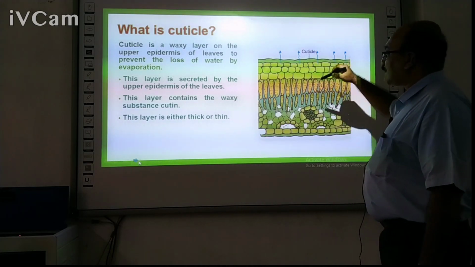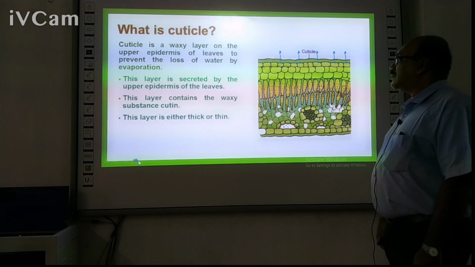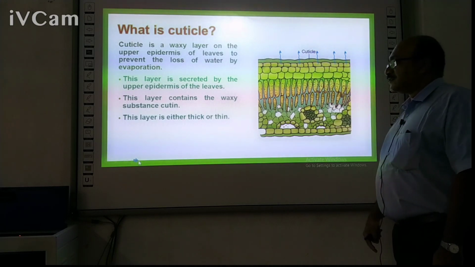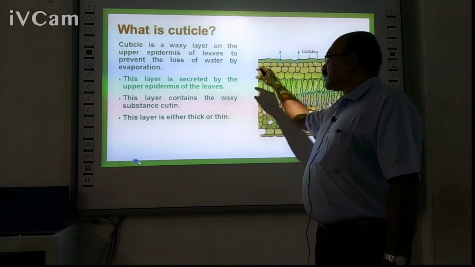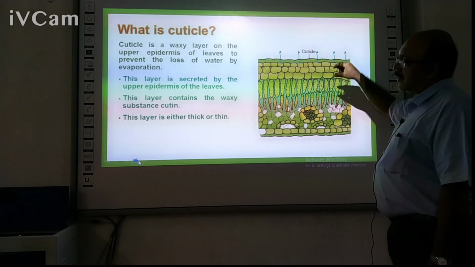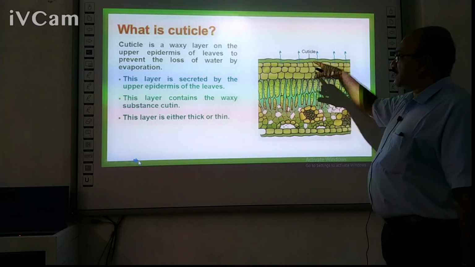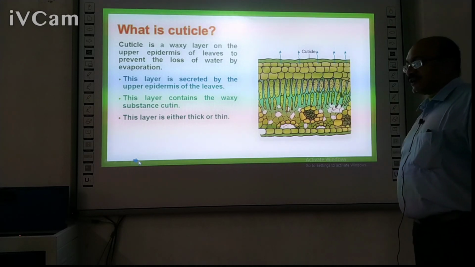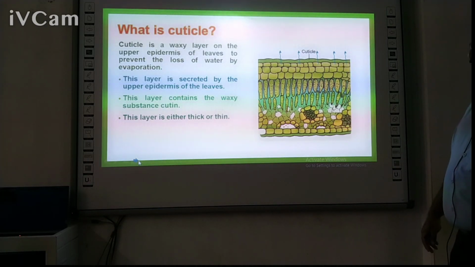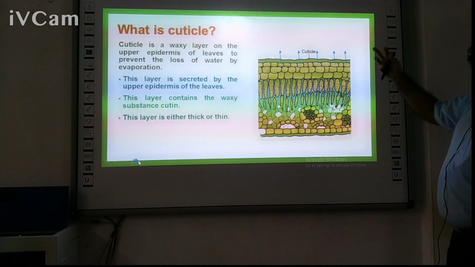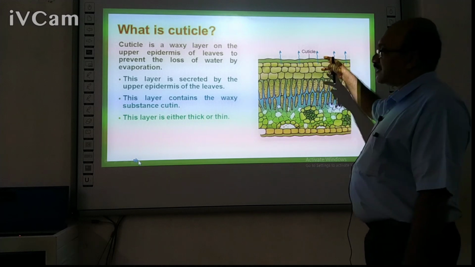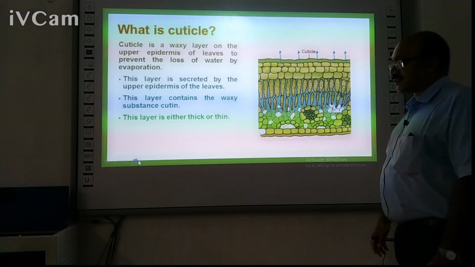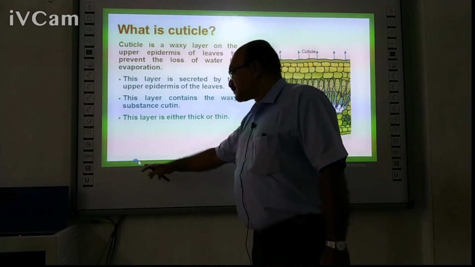This cuticle is generally made of a waxy layer. A waxy substance called cutin is present in it, and this cuticle is sometimes thick and sometimes thin. Though the cuticle is mainly present to prevent evaporation of water from the leaf surface, still some amount of water gets lost from the surface of the leaves. So as it gets lost from the surface of the leaf through the cuticle, it is called cuticular transpiration. So cuticle is also the structure through which transpiration takes place.